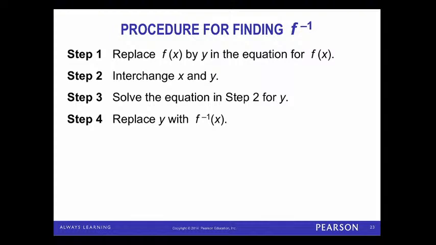So we have this four-step procedure where first we're asked to replace f of x by y in the equation for f of x. Then what we do is switch the x and the y's. We solve for y from step 2, and then now this is going to be the equation or the function for our f inverse, right? Let's see this in action.